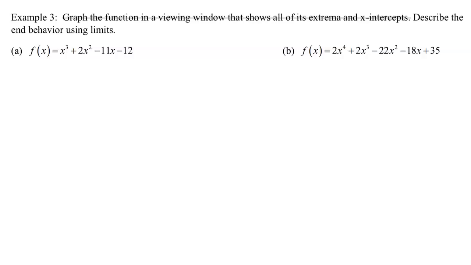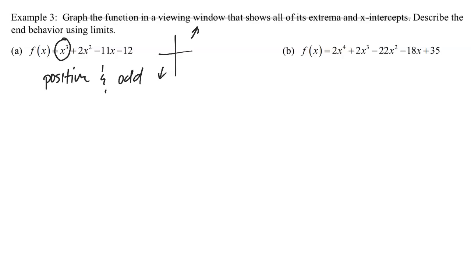We're going to move to example 3, and I'm just going to have you describe the end behavior using limits here. And so the end behavior of a polynomial function is all determined by that leading term. So notice that this polynomial in letter A is already written in standard form. So the leading term is x cubed, which has a positive coefficient on it and an odd exponent. And so think about, what does positive and odd mean? It means it's going to be down and then up, just like y equals x would be.